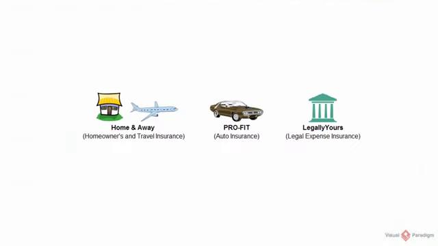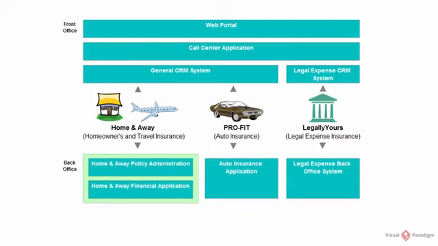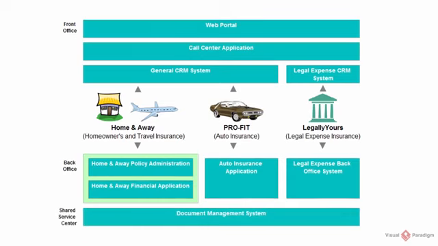After the merger, Archisurance set up a front office as a multi-channel contact center for sales and customer service. The front office is responsible for maintaining the web portal, call center application, a CRM system for homeowners, travel, and auto insurance customers, and another CRM system for legal expense insurance customers. There are still 3 separate back offices that handle the insurance products of the 3 original companies. The back offices maintain separate back office applications for their corresponding lines of business. Finally, a shared service center has been established for document processing.